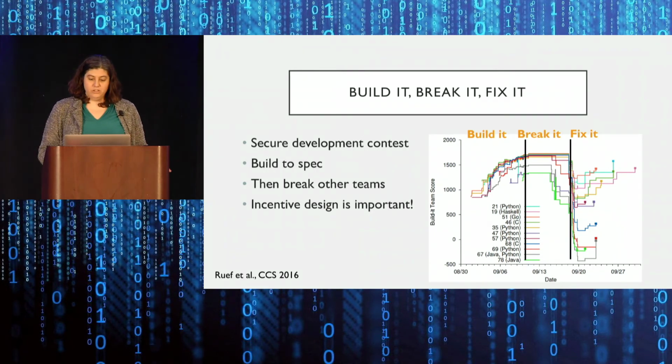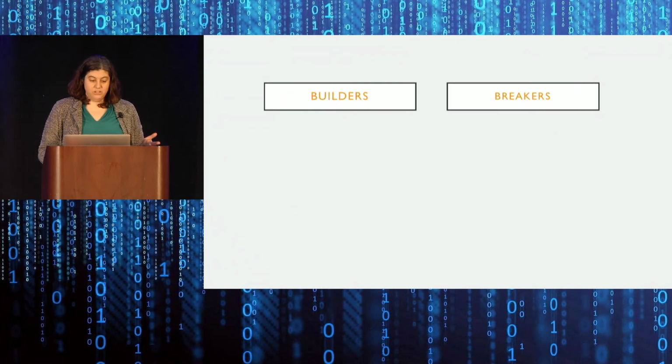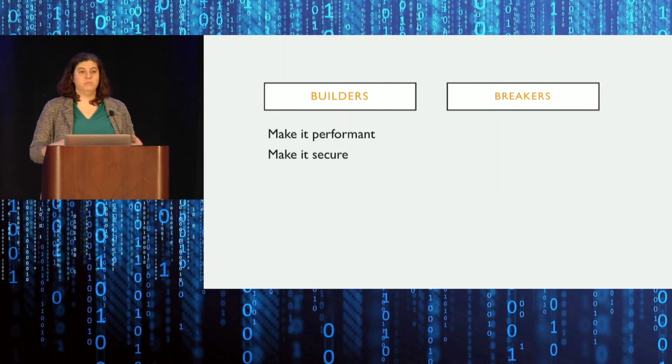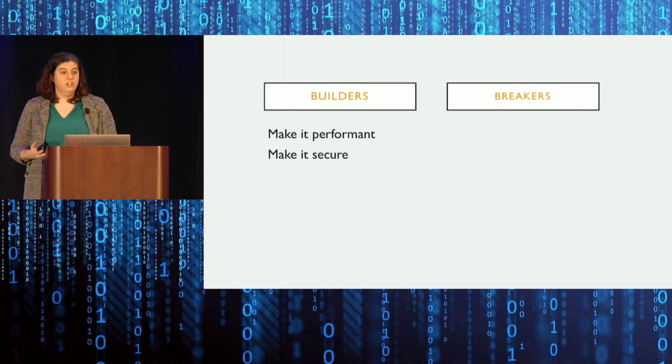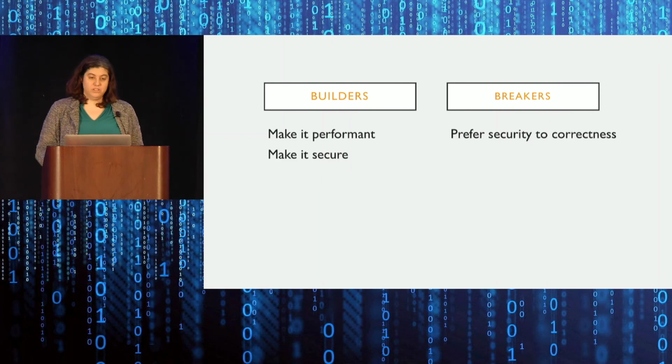Without going too far into detail, the incentive design for this thing is pretty important. We want to make sure that our builders are actually trying really hard both to make it performant and to make it secure, to try to capture some of the trade-offs that you see in real life between people having competing priorities. We also want to make sure that our breakers are looking for security bugs and not just for correctness bugs.